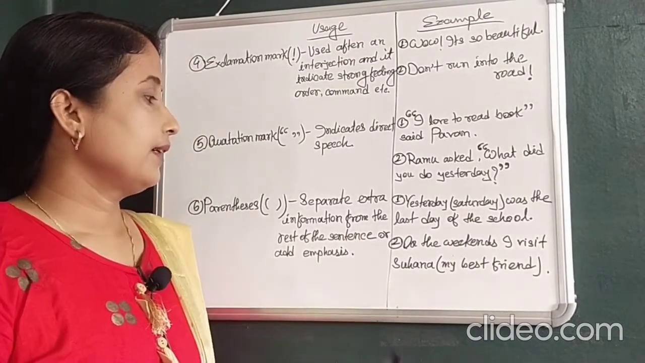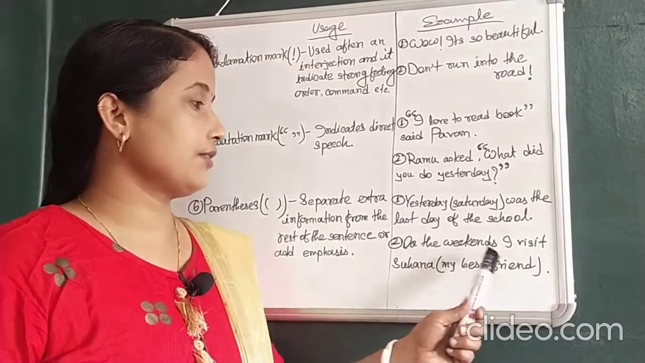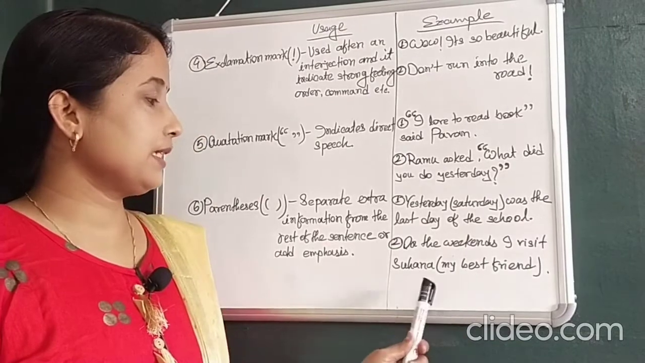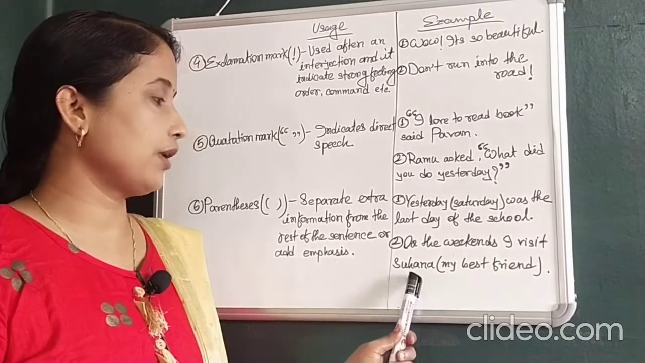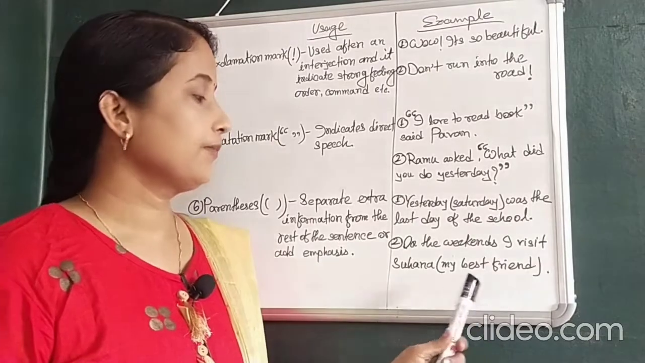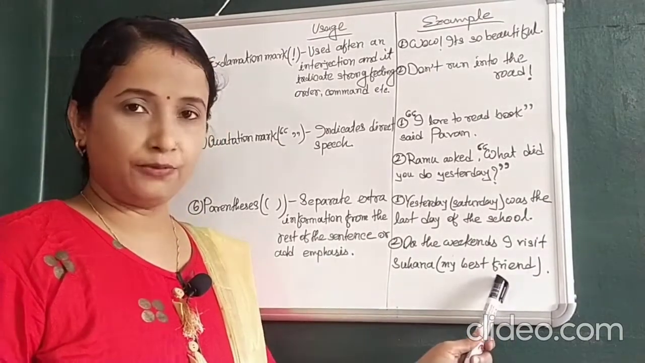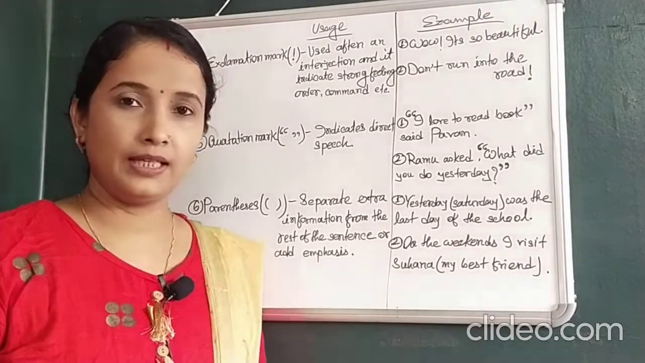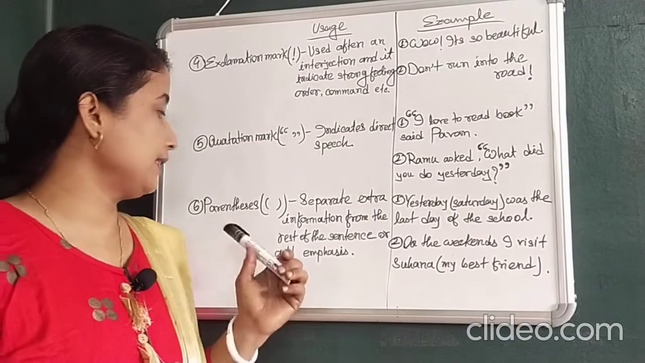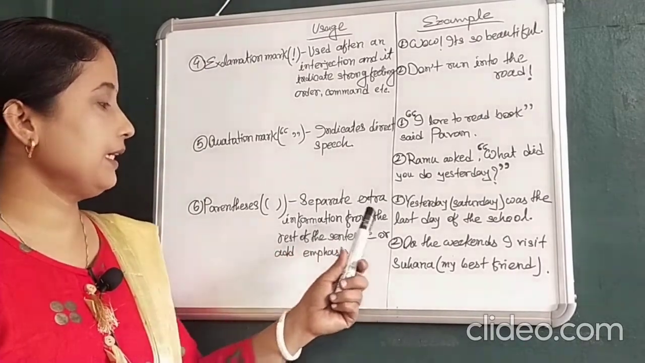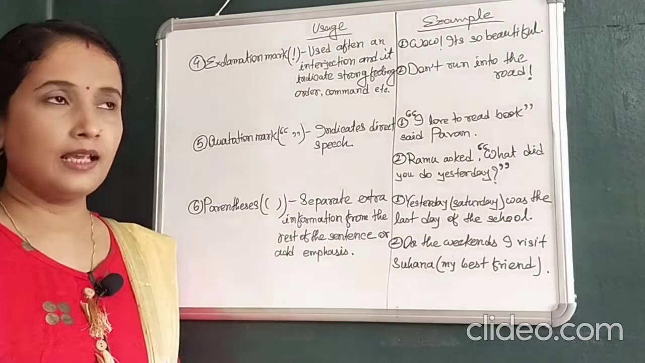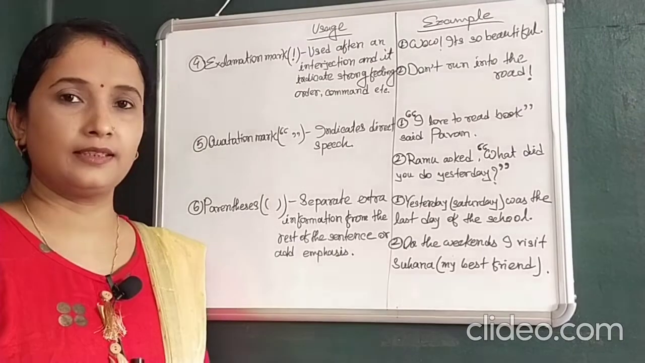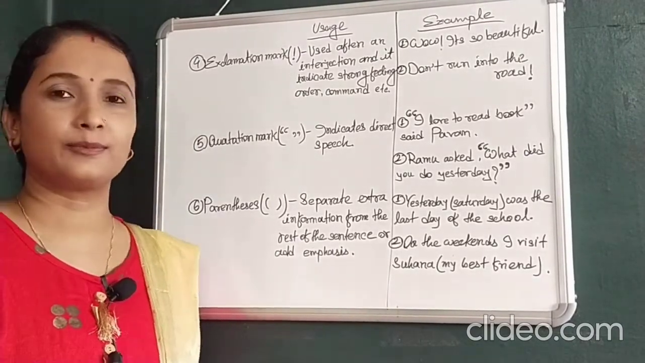Okay. Next example: On the weekends I visit Suhana (my best friend). My best friend is the extra information about Suhana. Suhana is my best friend. So my best friend is extra information here. So we use parenthesis on my best friend. Okay. So parentheses separate extra information from the sentence, or they are also used when we add emphasis on something in the sentence. Okay.